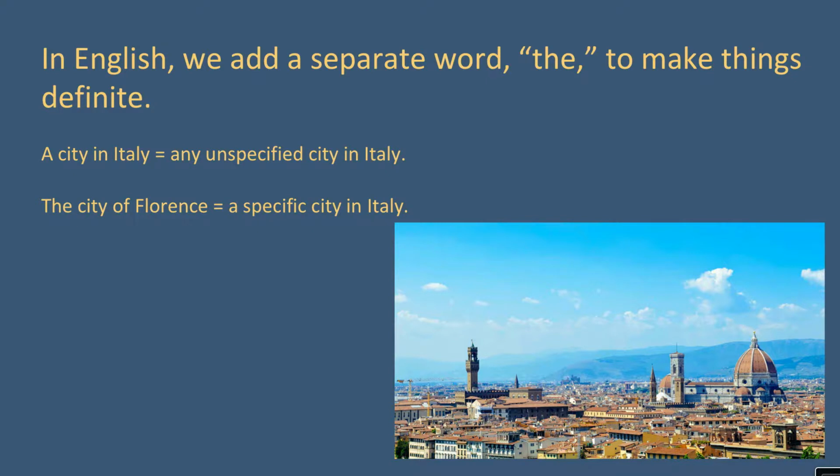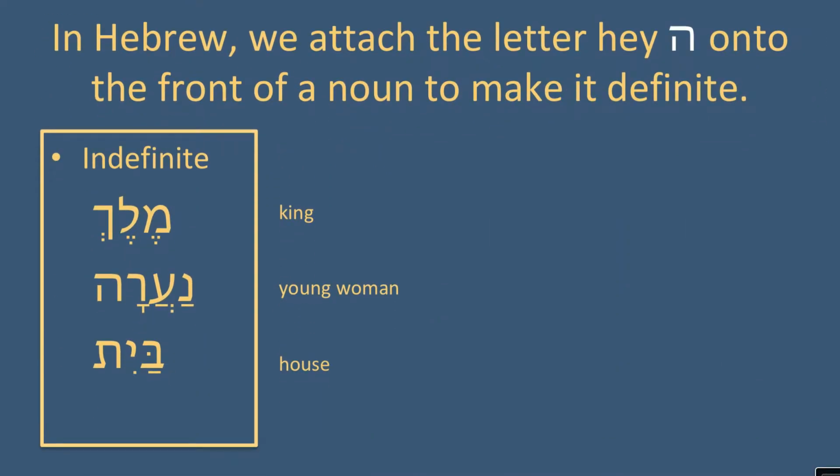Now, in English, we add a separate word, "the," to make things definite. A city in Italy is any unspecified city in Italy. The city of Florence is a specific city in Italy. In Hebrew, things work a little bit differently. In Hebrew, if you want to make a noun definite, we attach the letter hey onto the front of a noun, and that makes it definite.